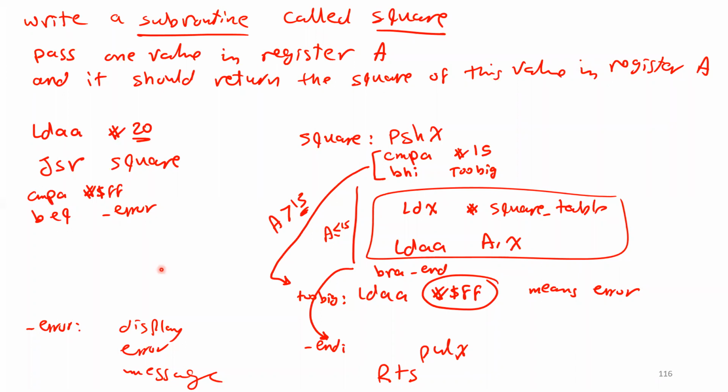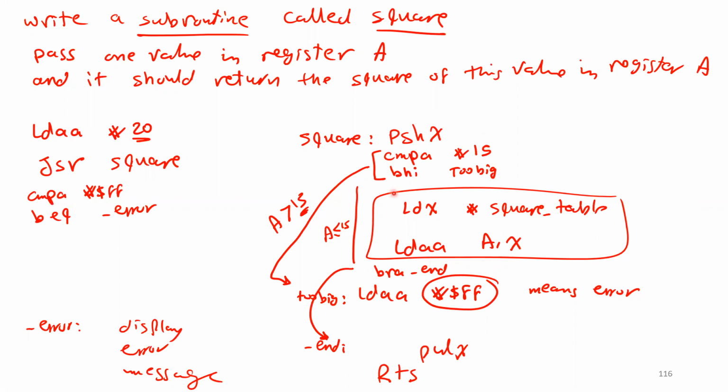So how can we use it? As I explained here, you have to put some value in A. Later, as I told you, this value can come from the keypad. And then here, you call the subroutine, and then you can check the return value to see if it is correct or not. Now, let's see how the subroutine works here, guys.